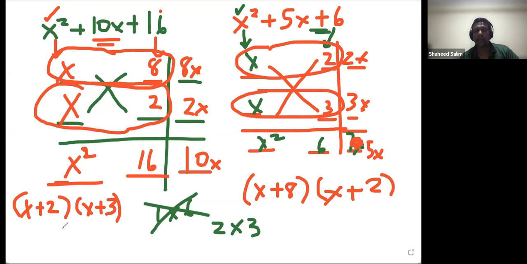This is the answer. Now, if you put 6 and 10, 6 times 10 is 60. You look at these two: this times this is 6, must be 6. X plus 6, X plus 10, 6 times 10, 60. Cannot.